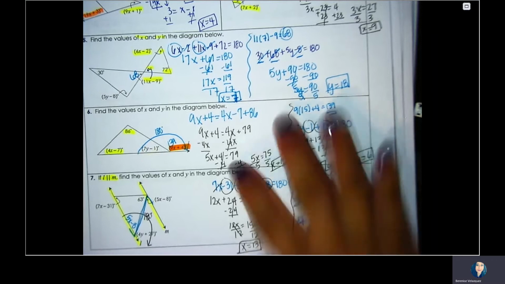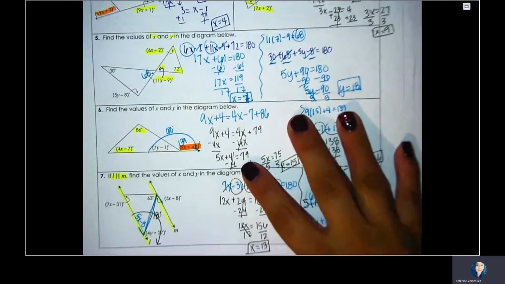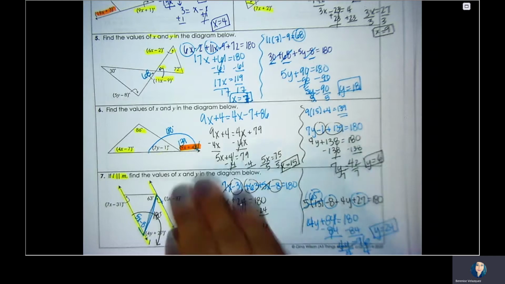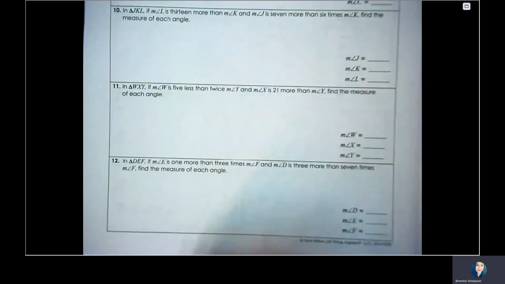Okay, I'm going to leave that there in case you need to take a picture of it. Go ahead and look at that, see what you can do with that, and I'm going to move on to the last part on the back. Okay, now these look like the last ones that we had in our notes. We have 5 left.